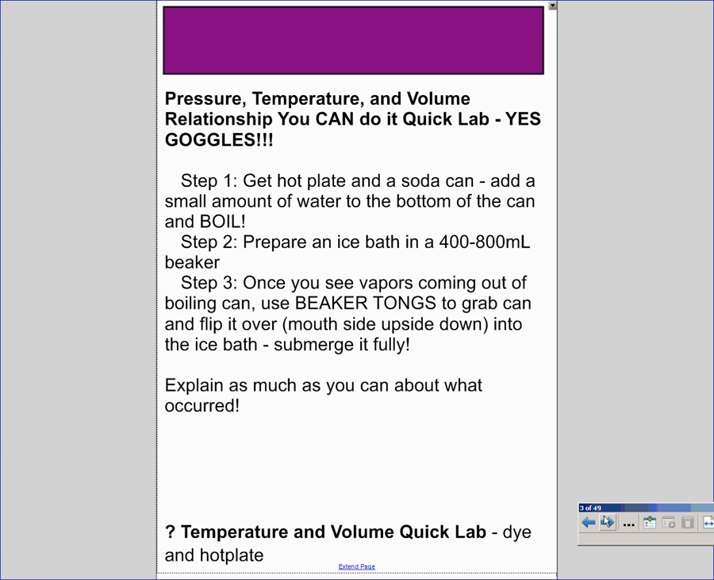Okay, listen so that I'm going to make sure we all know what you're doing. Put a little bit of water in the bottle, maybe like a milliliter. You're going to heat it up on the hot plate, and there's a couple things about the hot plate. It's plenty big for two cans.